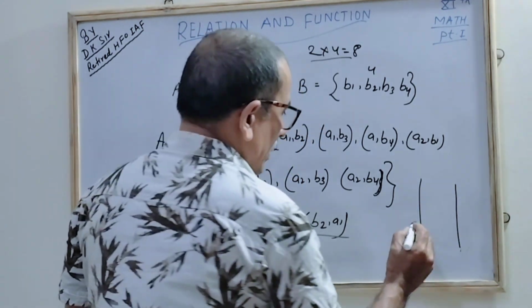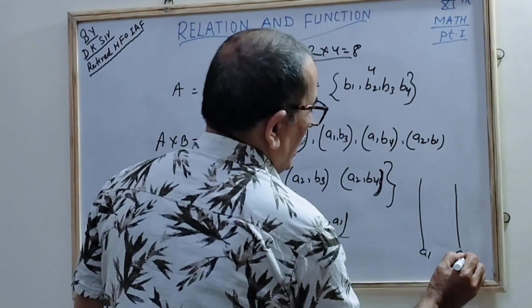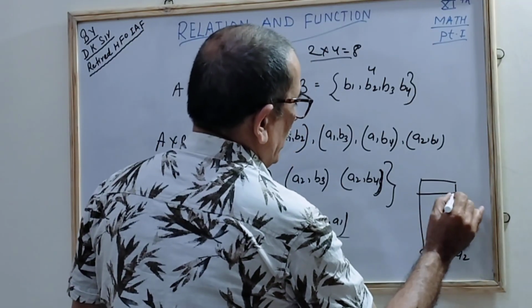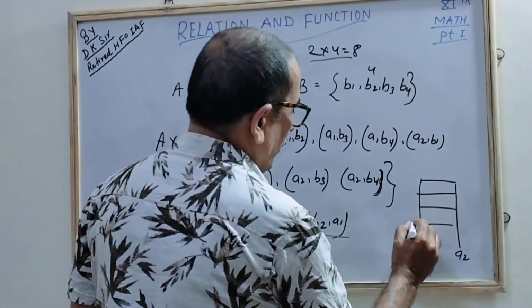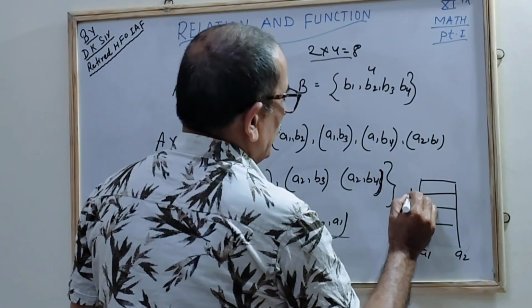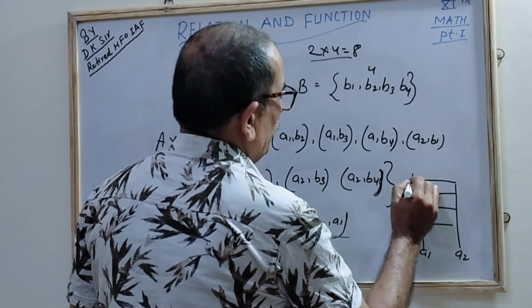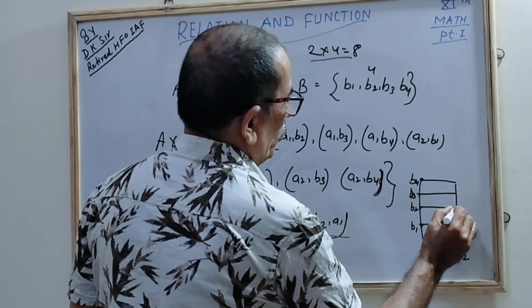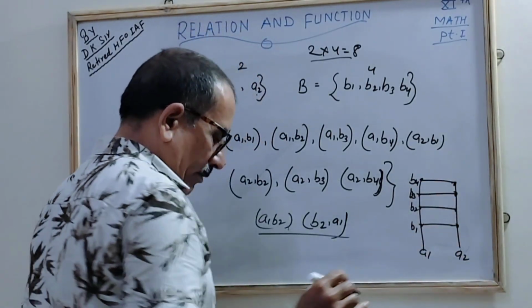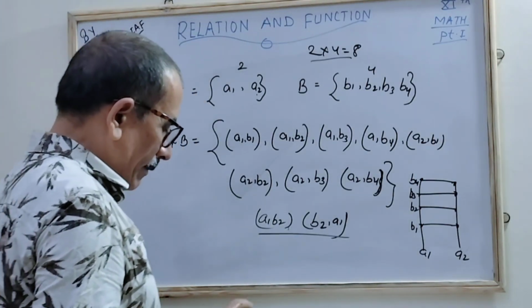What you can show? A1 and A2 are there and you can make the 4 slabs, 3 and 4, where you can write starting from B1, B2, B3 and B4. So you can see 1, 2, 3, 4, the 8 will be the pairs of that, correct? So you got it, correct?